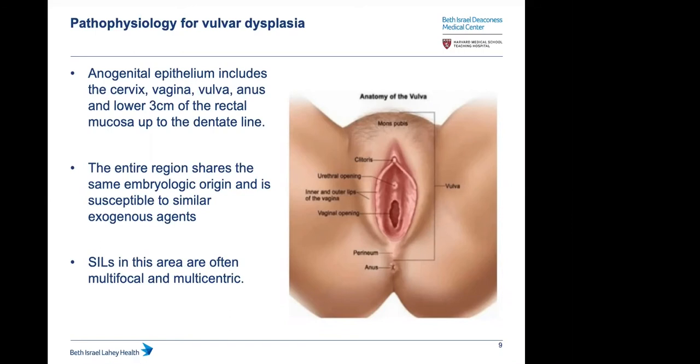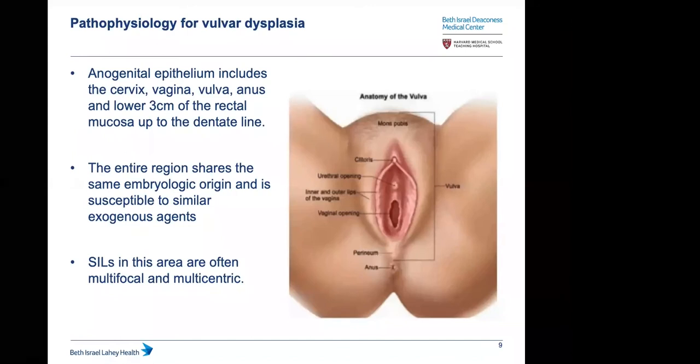So you can have multiple lesions or multifocal lesions within the same anatomic landmark, so multiple lesions within the vulva, but you can also have multicentric disease, meaning there's multiple lesions within the cervix, the vagina, the vulva, and the anus. So when patients do have an HPV infection and present with cervical dysplasia, for example, make sure that you're always also doing a thorough inspection of the vagina and the vulva. And if you feel comfortable, the anus. Certainly patients who are HIV positive or immunocompromised may have multicentric disease more often than patients who are not.